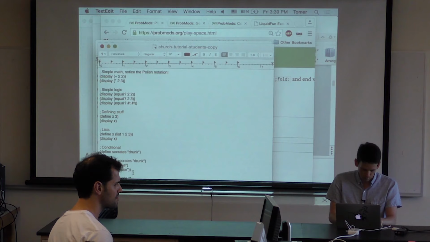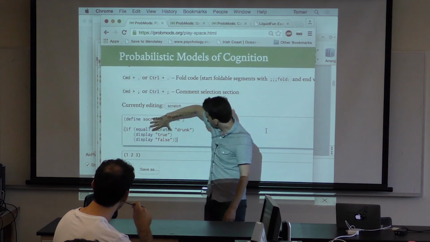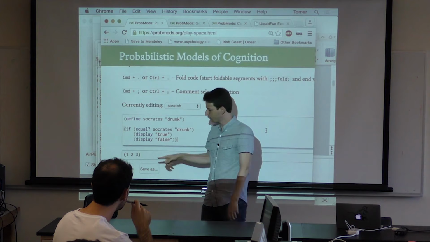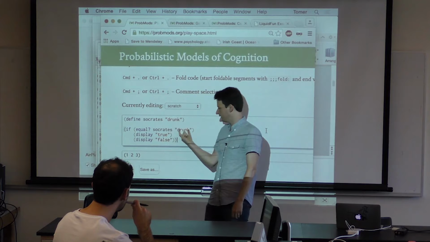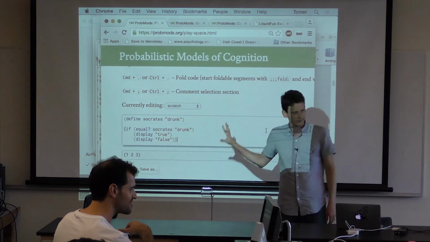The point is that the syntax for doing an if-then conditional statement is like this. You write down if, and then you write down the condition, that either evaluates to true or to false. So if this condition is true, do the first thing. If it's false, do the second thing. In this particular case, I have defined a variable called Socrates. I've defined it as drunk. And then I run the condition equal Socrates drunk. If that's true, then return the answer true. Or I could have written return the answer Socrates is a drunk. If it's false, return the answer false. Did everyone more or less get the conditional? It just says if condition, return the first thing, otherwise the thing on the second line.